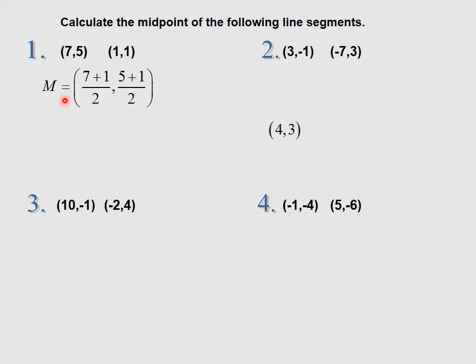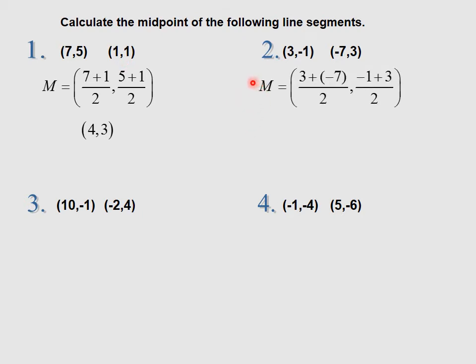Doing some simple math there, 7 plus 1 is 8, divided by 2 gives you 4, 5 plus 1 is 6, divided by 2 gives you 3. So this is the midpoint of a line that would be drawn from this point to this point, or vice versa. Let's try another one.